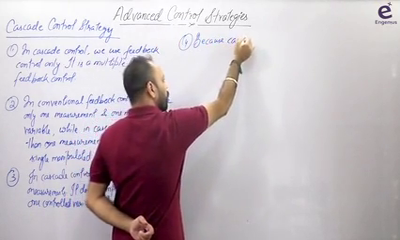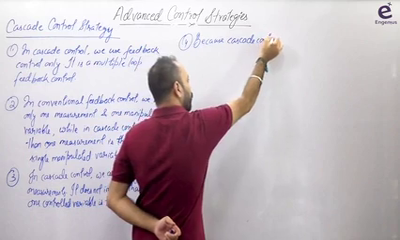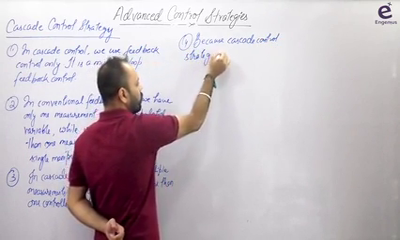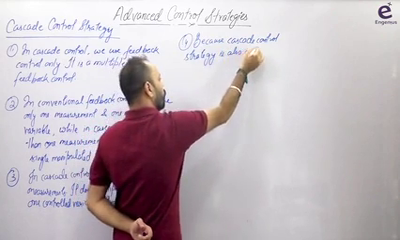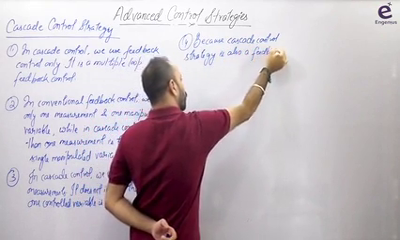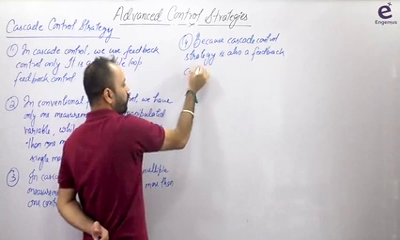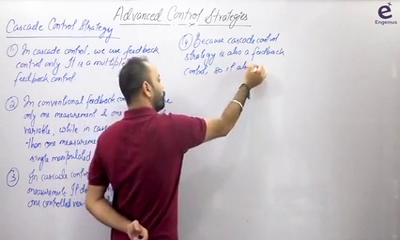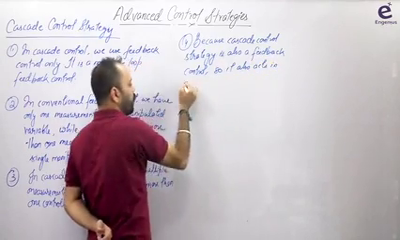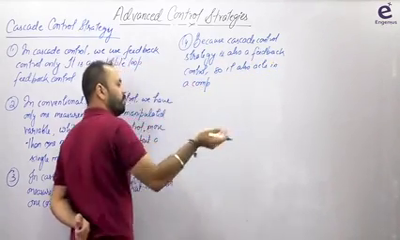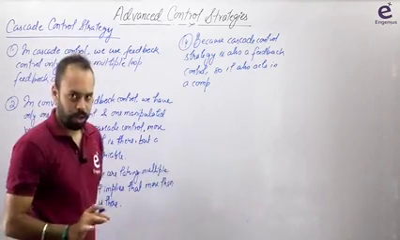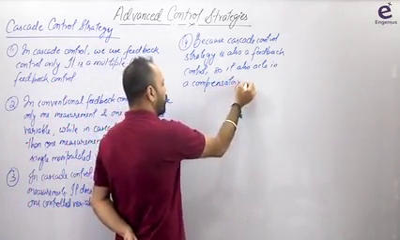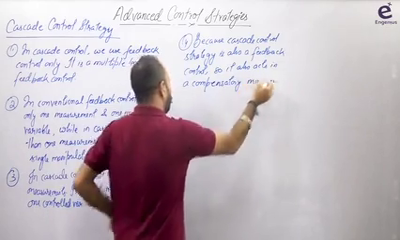Because the cascade control strategy is also a feedback control, it also acts in a compensatory manner. So it is not that in cascade the action happens before the effect of disturbance is felt. No. Are you getting this word compensatory? This word compensatory manner, write it down now.